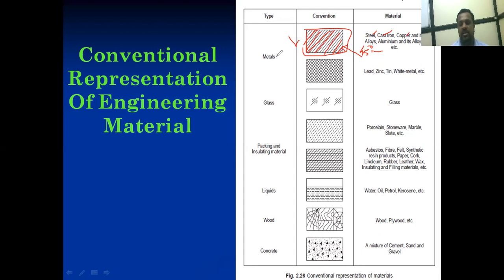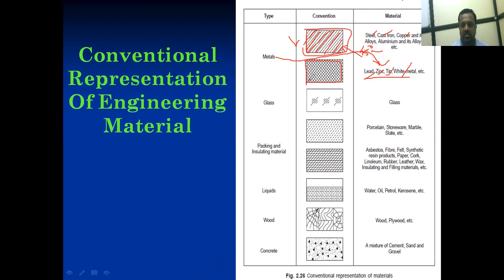Again, the other type of metal is lead, zinc, tin, and white metal. Suppose we want to show lead, zinc, tin, white metal in the conventional manner. At that time it is necessary to draw one square box like this.